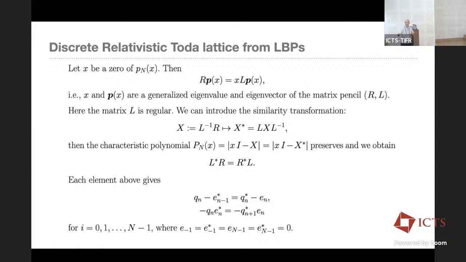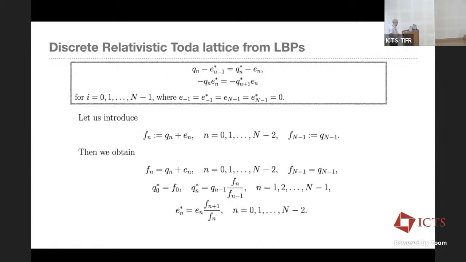And then this similarity transformation leads to this expression. Then we can equate the element y3, and then we will obtain this expression. It's a very simple expression. But this is a truly relativistic Toda lattice, the discrete one.